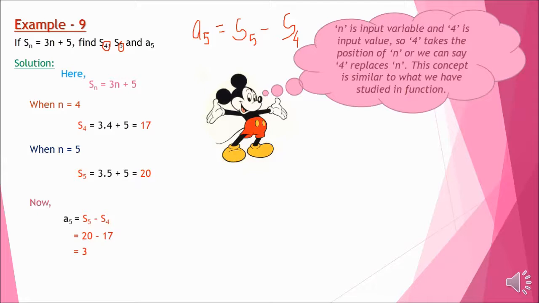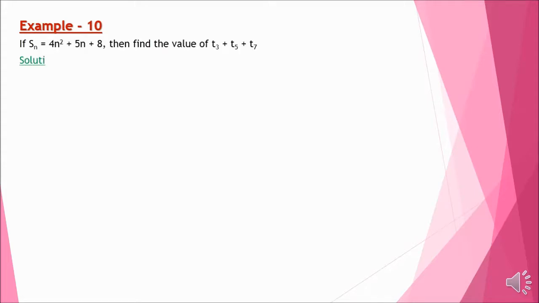Example 10. You can see the question. Here we have to find T3. Now you can say T3 is S3 minus S2, isn't it? And you can also say T5 is S5 minus S4, and also T7 is S7 minus S6. We are going to do the same thing in this example. This is an important example. It will be asked in the exam also. Solution here.